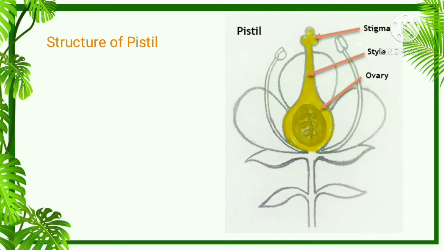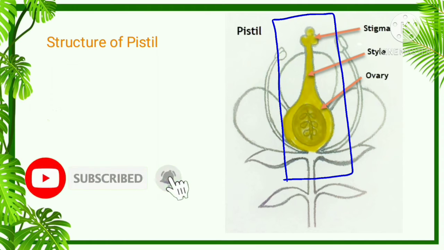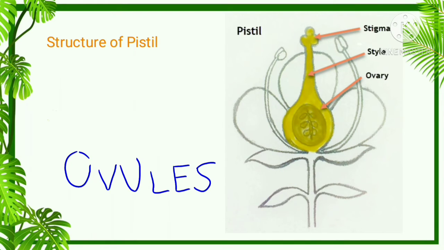The female reproductive structure of a flower is known as pistil, which is differentiated into 3 portions: a swollen ovary portion, a slender style region, and the tip portion is known as stigma. Inside the ovary we can see the ovules.